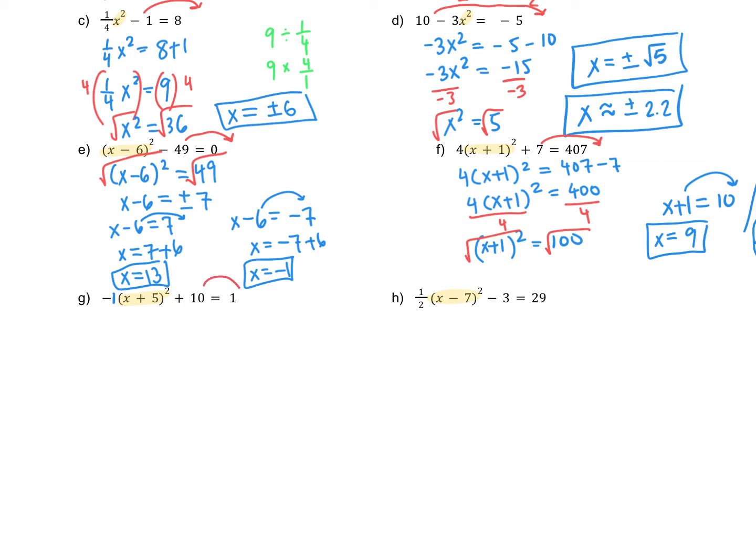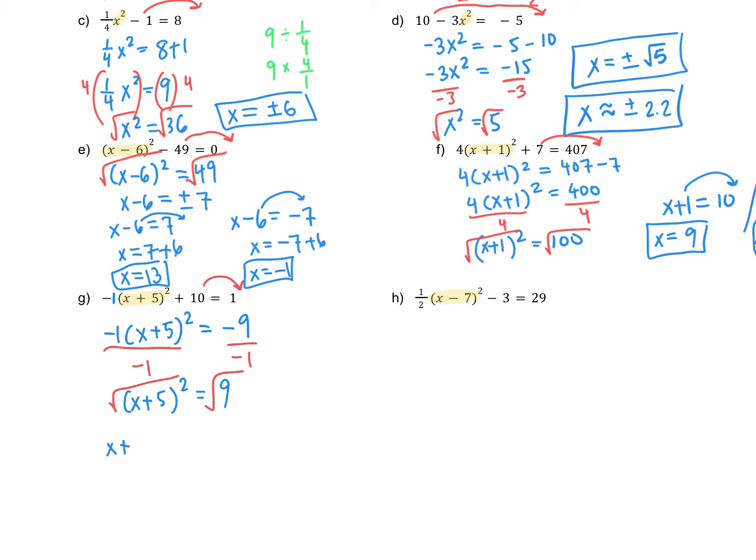So you should be bringing the 10 to the other side. And you would have 1 subtract 10, which is negative 9. The negative is concerning. However, you're going to divide both sides by negative 1. And that fixes our problem because now it turns positive. I've isolated from my bracket, so I'll square root both sides.